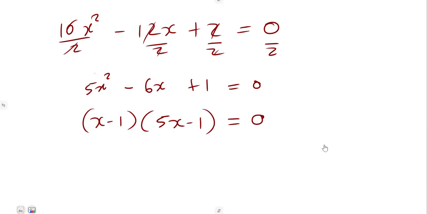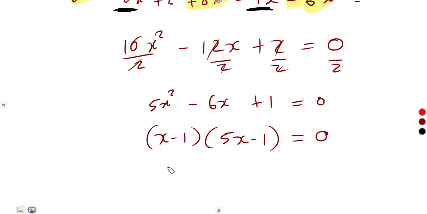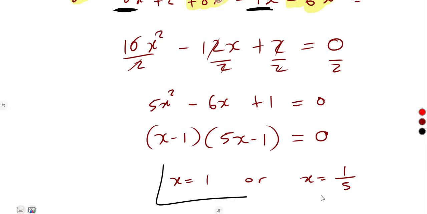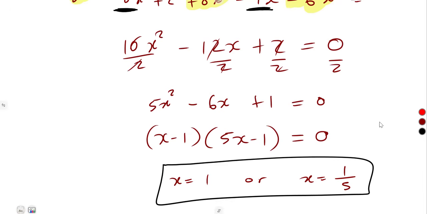As we have these, we can solve for x. Minus 1 to the other side, that will be positive 1, or x is equal to minus 1 to the other side is going to be positive 1, but we have to divide by what? By 5. So it was going to be 1 over 5. So these are the values of x that you're going to have.